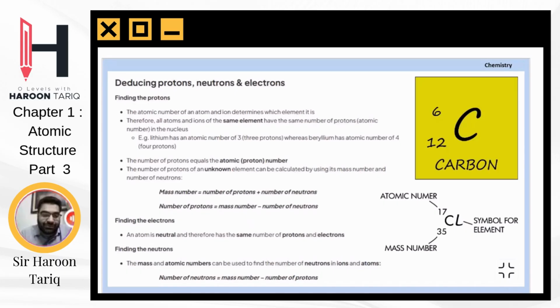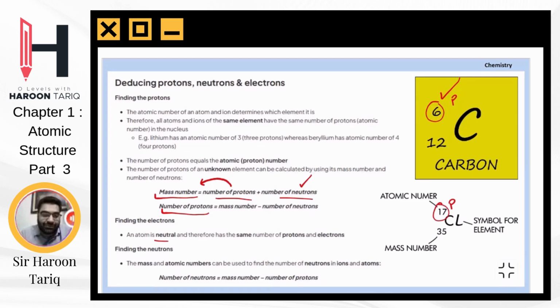Okay, now these are the formulas. These are very straightforward. Mass number is basically number of protons plus neutrons. So if you want to find the number of neutrons, you just take protons to the left hand side. It would be mass number minus proton number. The number of protons is basically the smaller number in the periodic table. So for carbon, this is the number of protons. For chlorine, the smaller number is 17. So this is the number of protons.